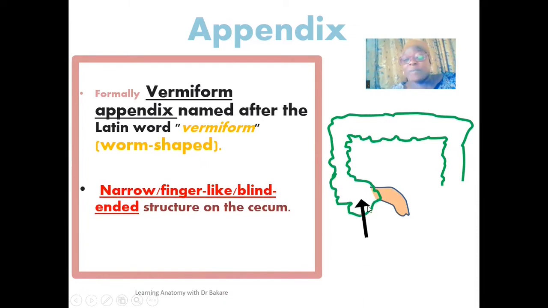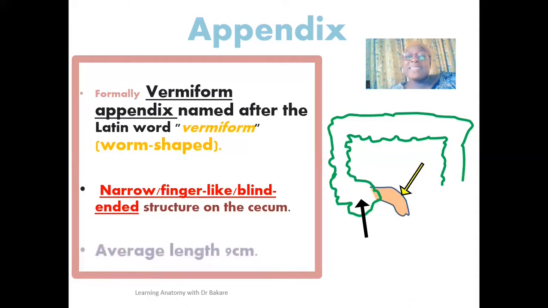This is the cecum here, arrowed in black. The cecum is the first region of the large intestine. This is the large intestine here in this image, highlighted in green, and this is the cecum. So on the wall of the cecum is where we have the emergence of the appendix, and this is the appendix. The length of the appendix is about 9 centimeters.